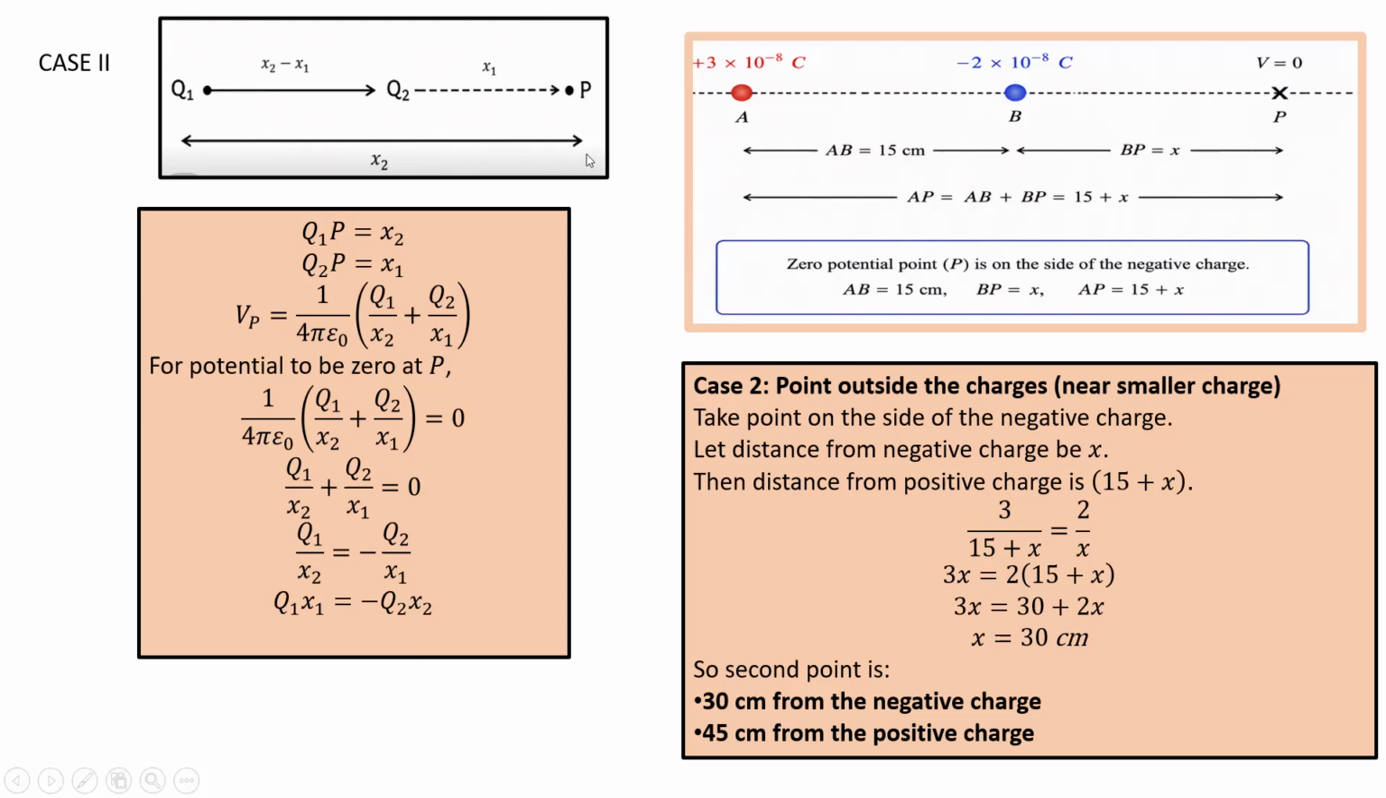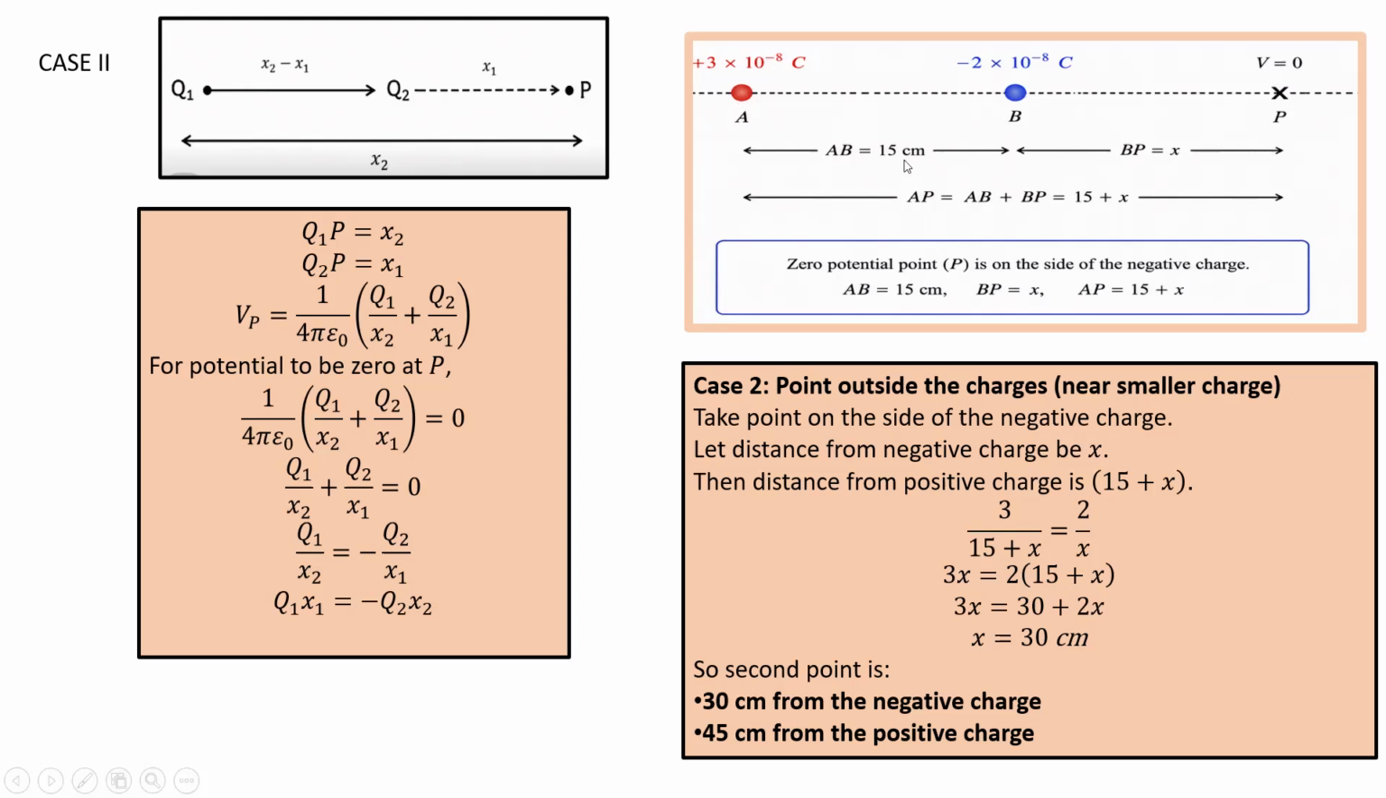X2 should be more. This implies the second point where potential is 0 should be near to the negative charge, near to the smaller charge. That's why I'm selecting the second point P on the right side of Q2, but not on the left side of Q1, because Q1 is the larger charge. So the second point where potential is 0 is very near to the smaller charge. Now we will proceed. So A and B, the selected point is P.